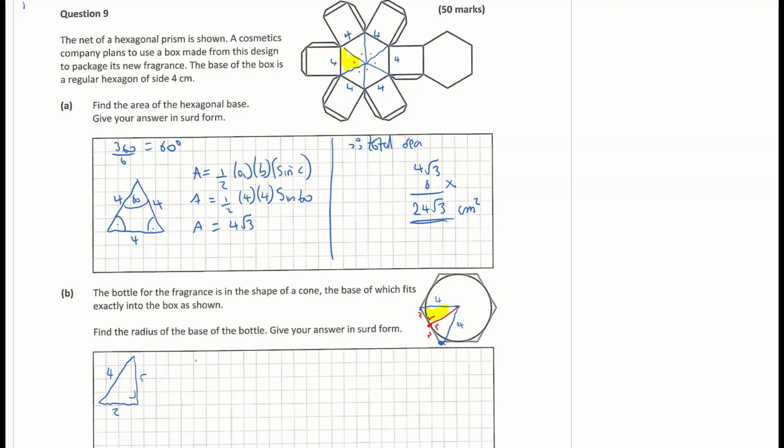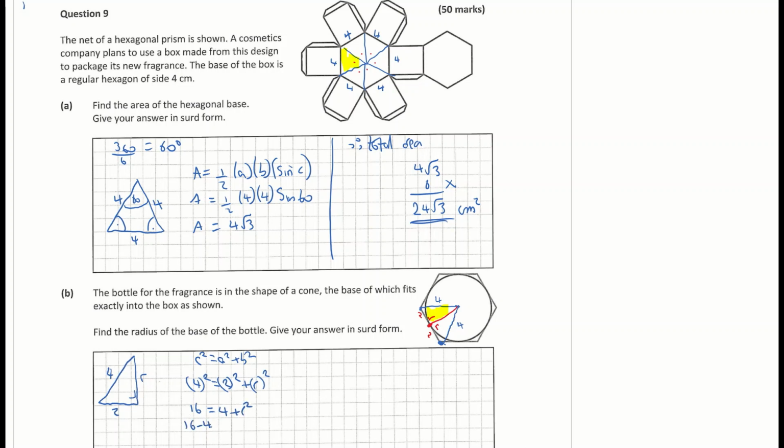So here I can use Pythagoras theorem. So c squared is equal to a squared plus b squared. My c is always the hypotenuse, the side across from the 90 degree, and my a and my b, it doesn't matter which one you call a and which one you call b. So I'm getting 16 is equal to 4 plus r squared.